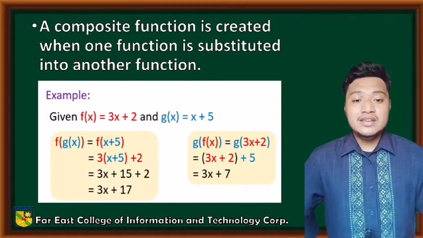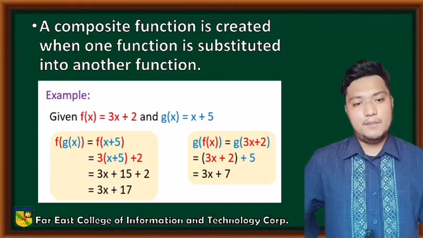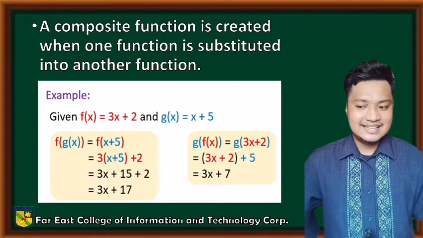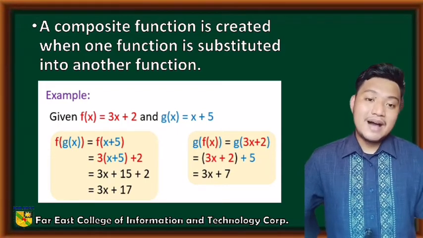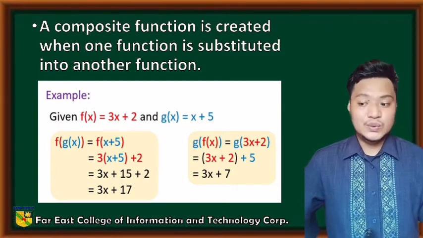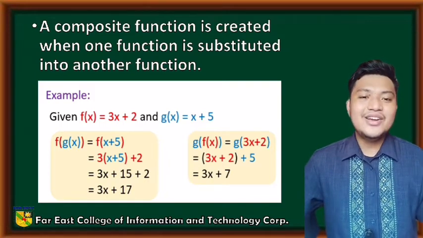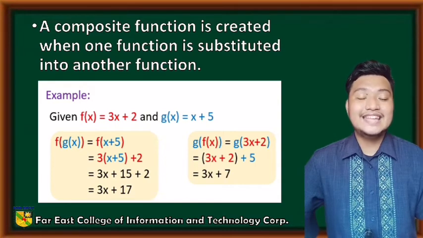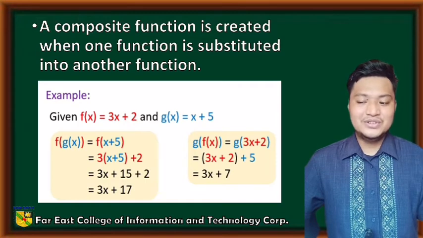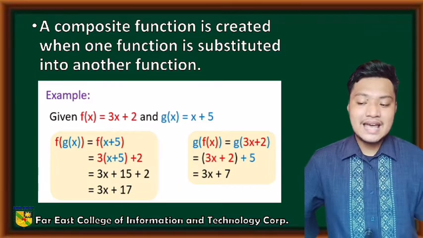In the multiplication, you need to perform the distributive property. So 3 times x is 3x. 3 times 5 is 15, plus 2. And then combine the like terms. The like terms there are 15 and 2. So bring down the 3x. 3x plus 15 plus 2 is 17.